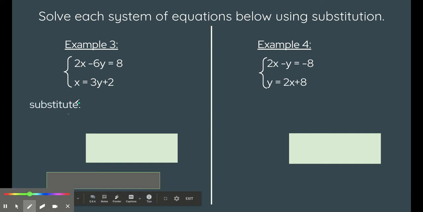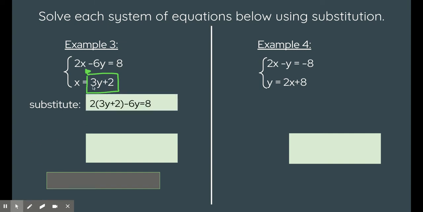I'm going to substitute first. And I'm going to look through my problem, which variable is by itself? X. So I'm going to take this and plug it in for x right here. So instead of 2x, it's going to be 2 times 3y plus 2. So we're replacing this in parentheses where the x was. And then I'm going to distribute. I'm going to multiply this 2 times 3 and 2 times 2, which makes 6y plus 4. And then we're finishing it off with this part that was already there.